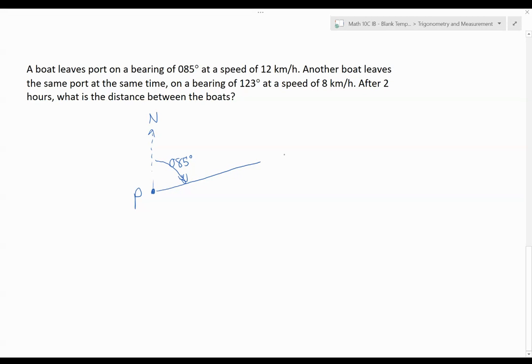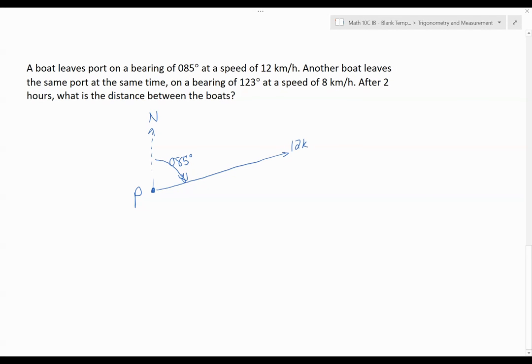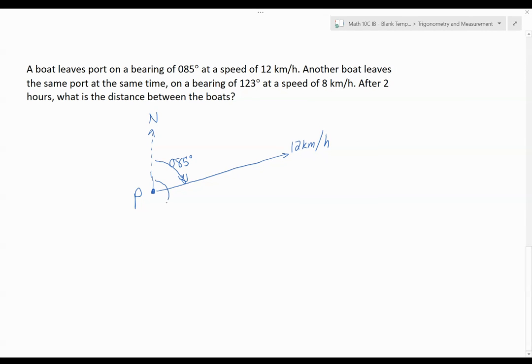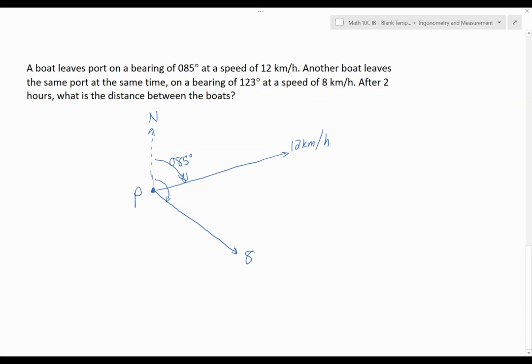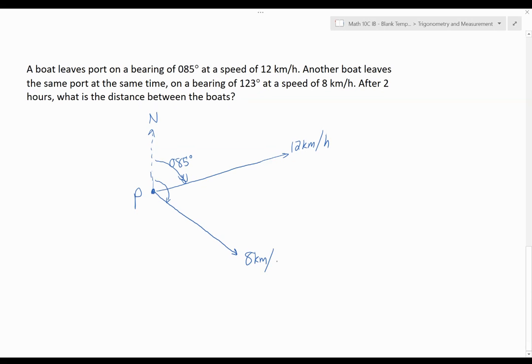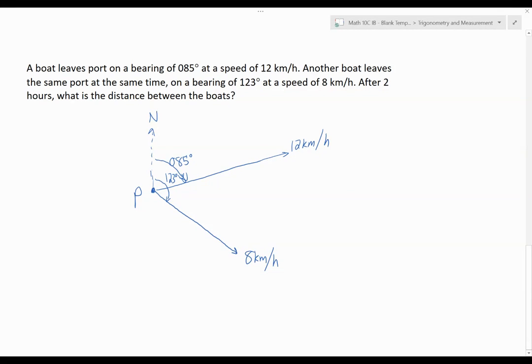So this boat is heading in that direction at 12 kilometers per hour. We have another boat leaving the same port. That's handy, so we can use the same north line. This time on a bearing of 123 degrees. So 123 is going to put him in that direction. He's going a little slower, so I'm not going to draw that line quite as far. That's 8 kilometers per hour, and that's a bearing of 123 degrees. I want to know after 2 hours, what is the distance between the boats?